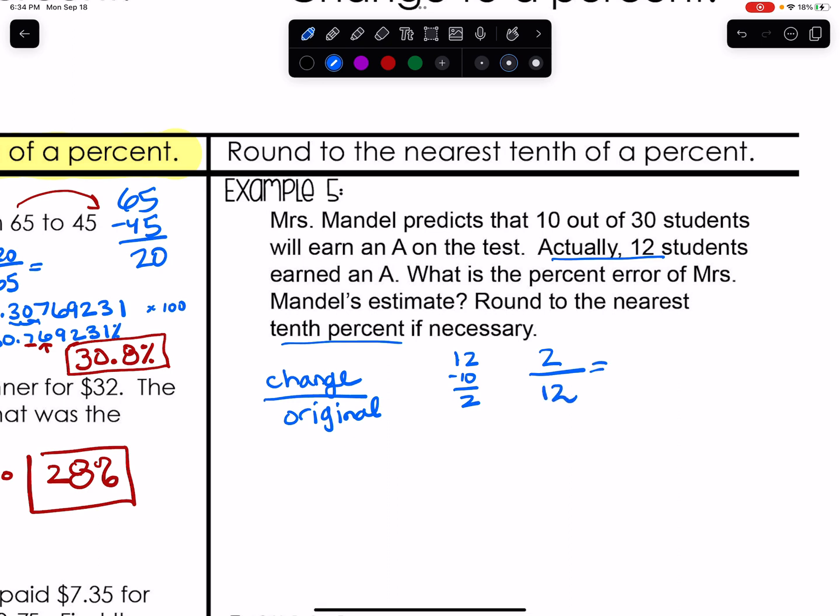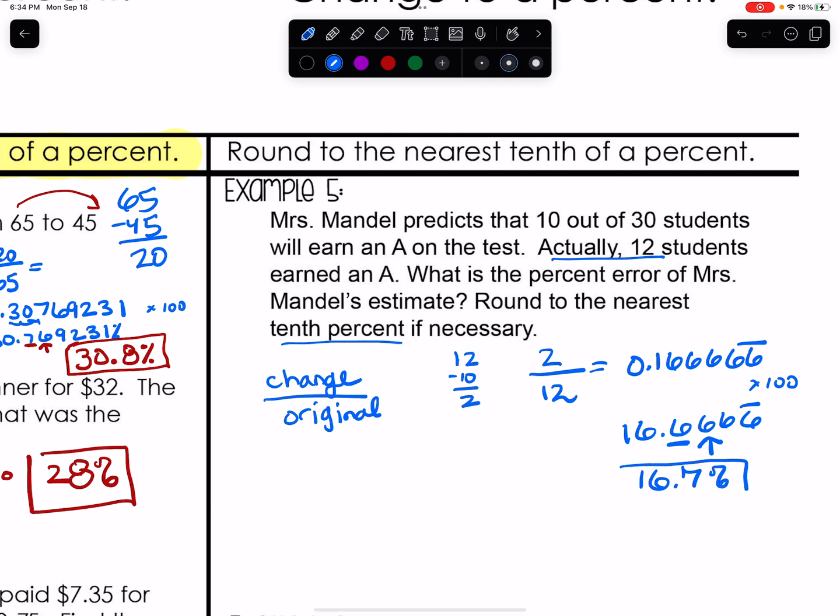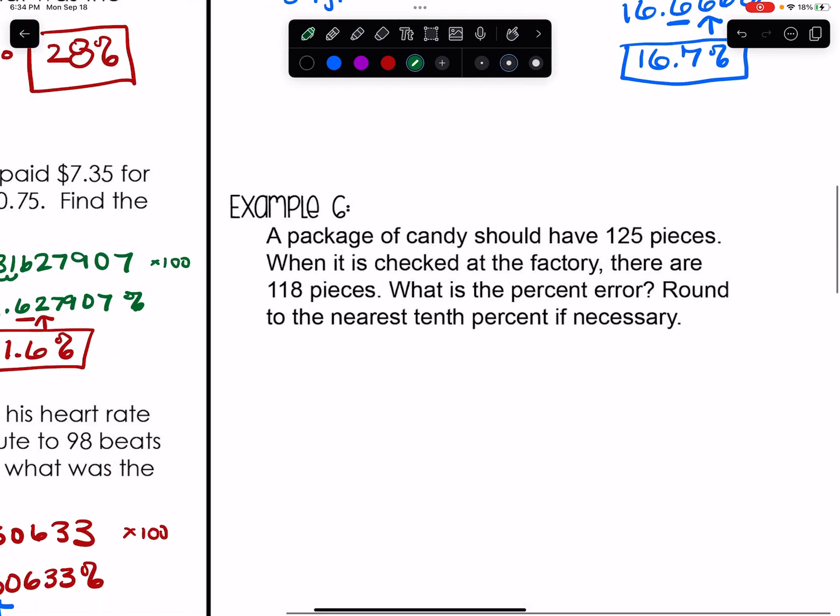And then it says that 12 students actually got an A. So in my calculator, I'm just going to do 2 divided by 12. It's ugly. It's 0.16 forever, repeating. So I want to multiply by 100 to make it a percent and get enough in there that you can round. So if I round to the nearest tenth place, I'm looking at the one directly to the right of it. Since it's 5 or more, I'm going to round up to 16.7%. So my estimate was off by 16.7%.